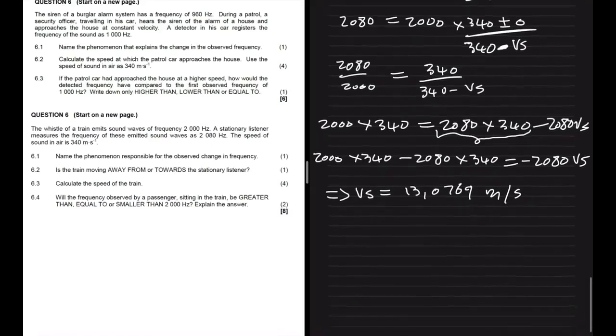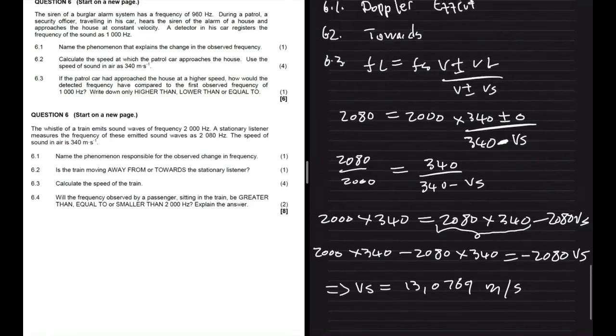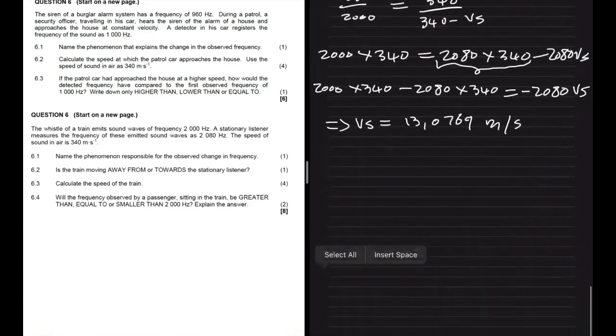Speed of the train. 6.4 says: will the frequency observed by a passenger sitting on the train be greater than, equal to, or smaller than 2000 Hz? Explain the answer. Will the frequency observed by a passenger... Oh, okay. The passenger is in the train. So if the passenger is in the train, interesting question.